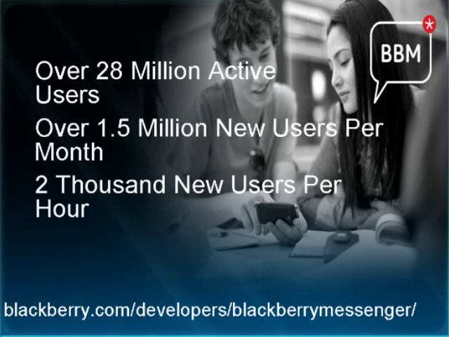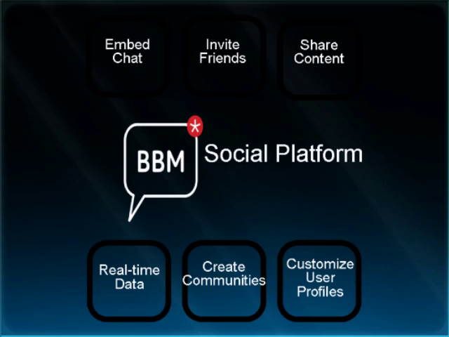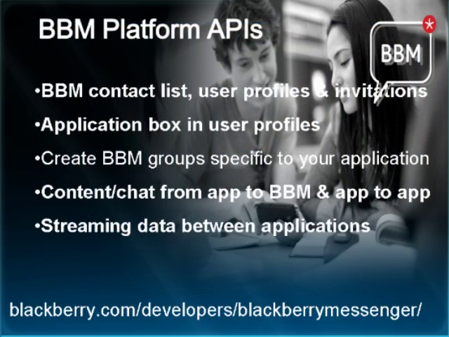So what can you do? In your applications, embed chat, invite friends, share content, get real-time data, create communities, BlackBerry groups, and even customize user profiles. The APIs give you access to contact lists, user profiles. You have content chat from app to BlackBerry Messenger and from application to application. So you can use BlackBerry Messenger as a network transport to communicate between two applications. And streaming data between applications as well can be done using these APIs.